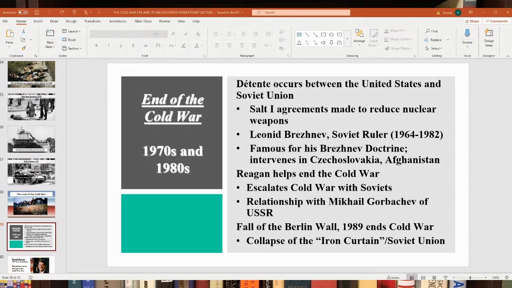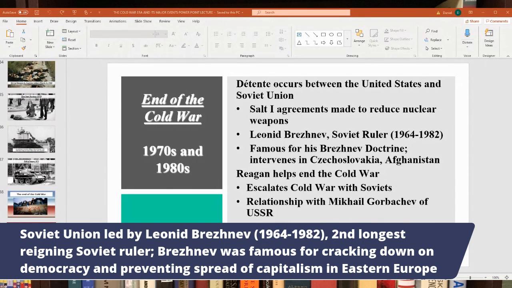And I want to talk about, of course, one of the most famous political leaders at the time under the Soviet Union, which was Brezhnev. Brezhnev, of course, was one of the last major Soviet leaders before Gorbachev came in, second longest reigning. And Brezhnev tried to prevent the collapse of the Soviet Union. He did this by trying to prevent the spread of democracy, the spread of capitalism throughout Eastern Europe.